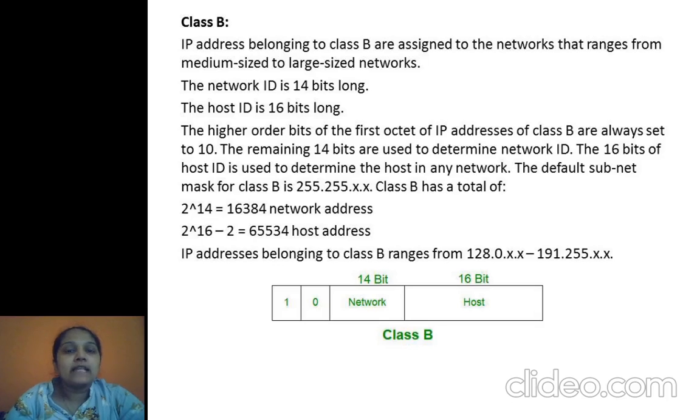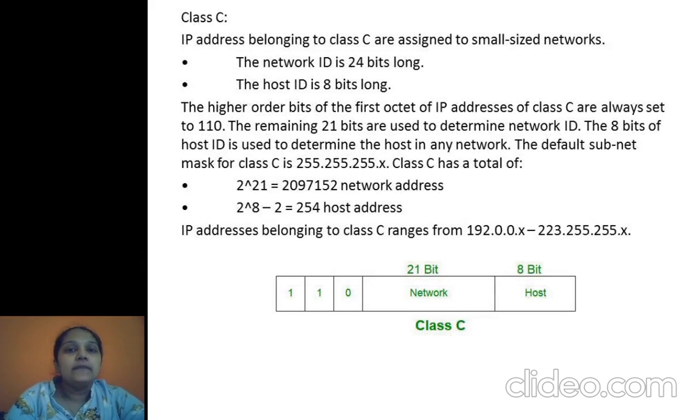And address space as usual: 2 raised to 14 for the network address and 2 raised to 16 for the host address. The range part: from this range to this range is A class, and from this range to this range is B class, which we will discuss briefly in the table.